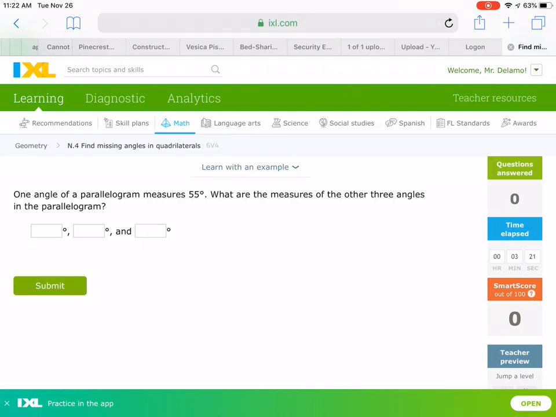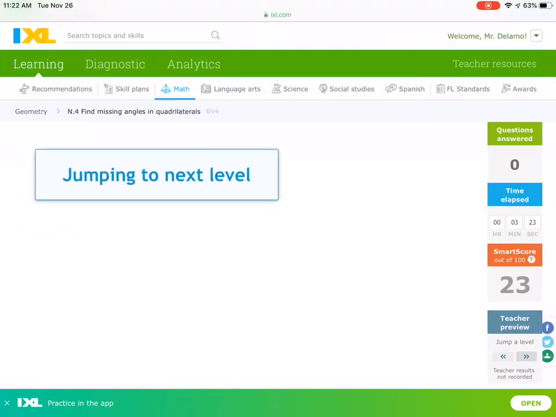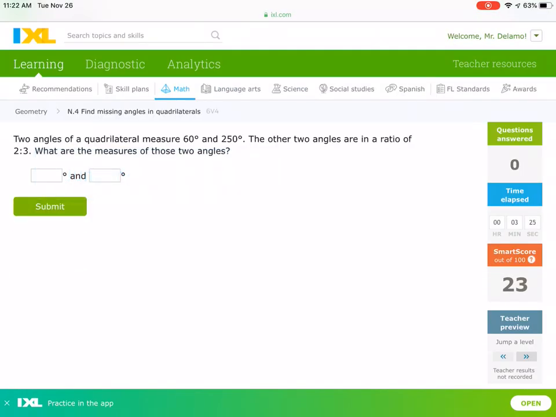Okay, let's jump up a level. All right, two angles of a quadrilateral measure 60 and 250. The other two angles are in a ratio of 2 to 3. What are the measures of those two angles? Oh, I didn't see this question coming. Okay.